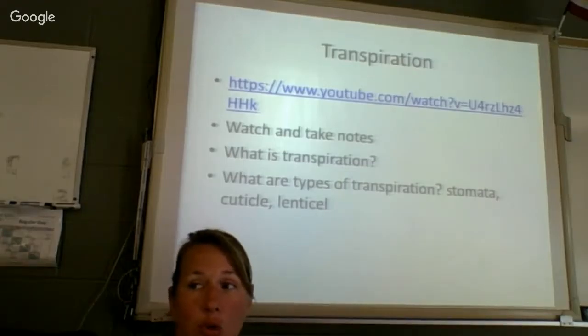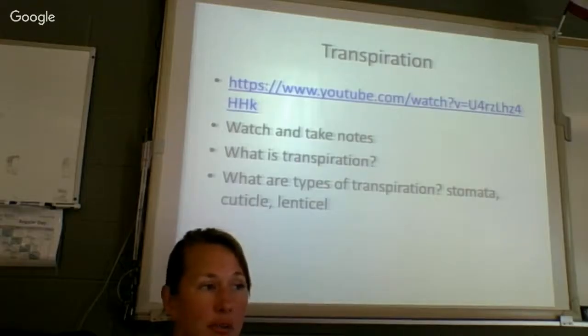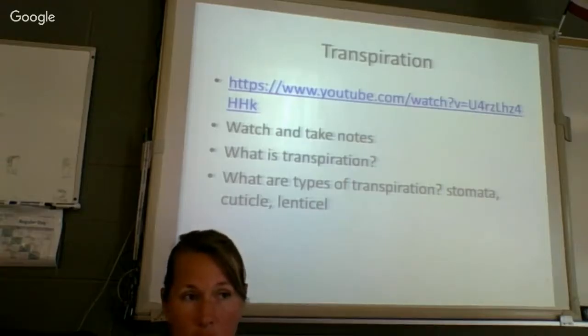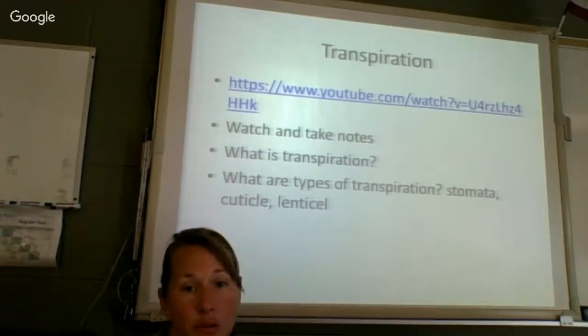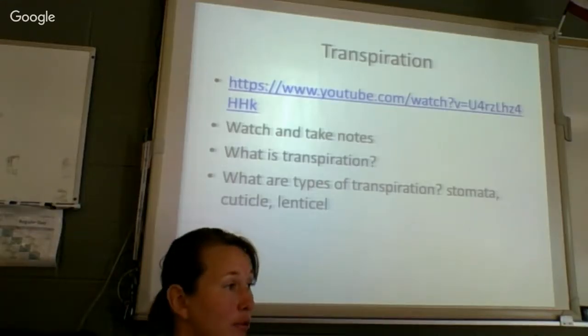So there's moisture in that leaf. Obviously, the plant needs moisture in order for photosynthesis to happen. That moisture will turn into water vapor and get pulled out of the plant through the stomata. So that's one type.